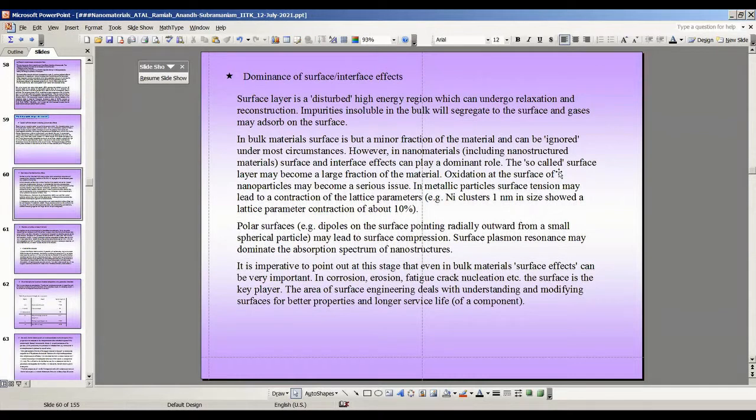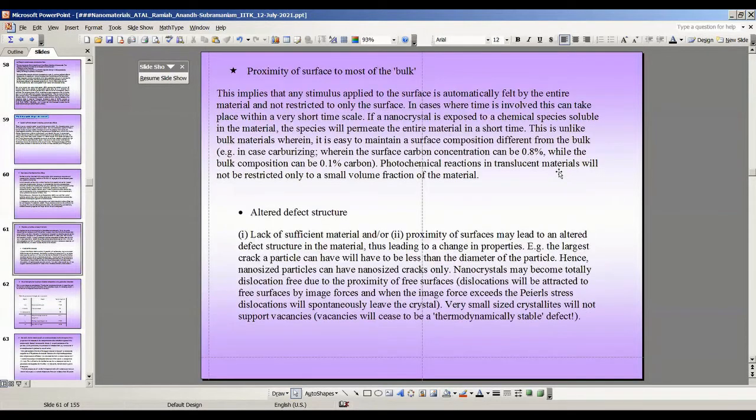In nanoscale materials, again, for instance, you may have polar surfaces. Polar surfaces are surfaces with electrical dipoles. In principle, you could also have magnetic dipoles, and these can now dominate your properties. Surface plasmon resonance can become very important. So these are important effects which come purely because you have proximity of surfaces and interfaces, and we will see some examples.